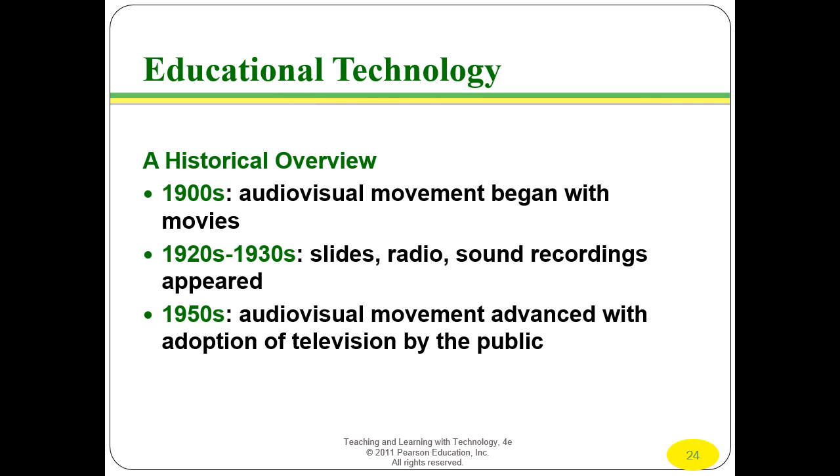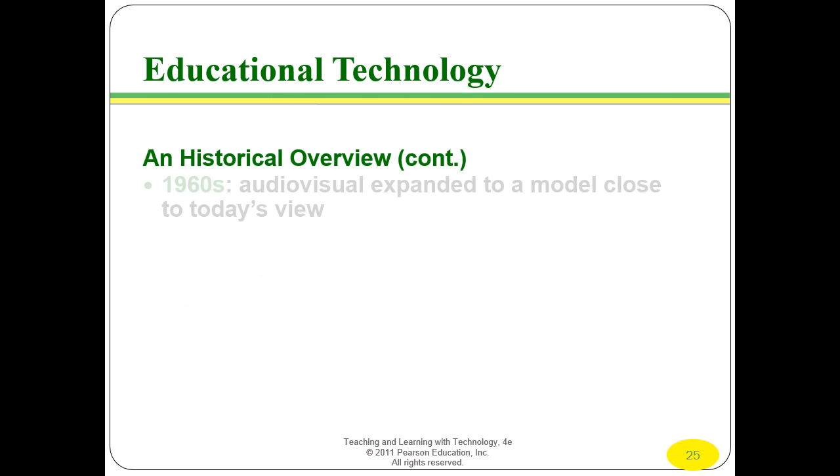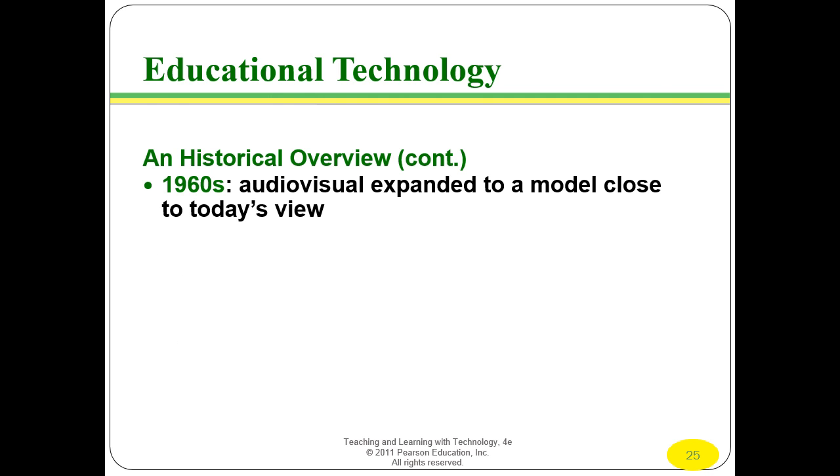And in the 50s, this wonderful thing called television. And so now we can see and hear things. And now we have television that we can watch things, sometimes live, back in the 50s. And in the 60s, the audiovisual field basically expanded to model close to today's view. You know, we've been watching live documentaries, live demonstrations, live events for a long, long time.